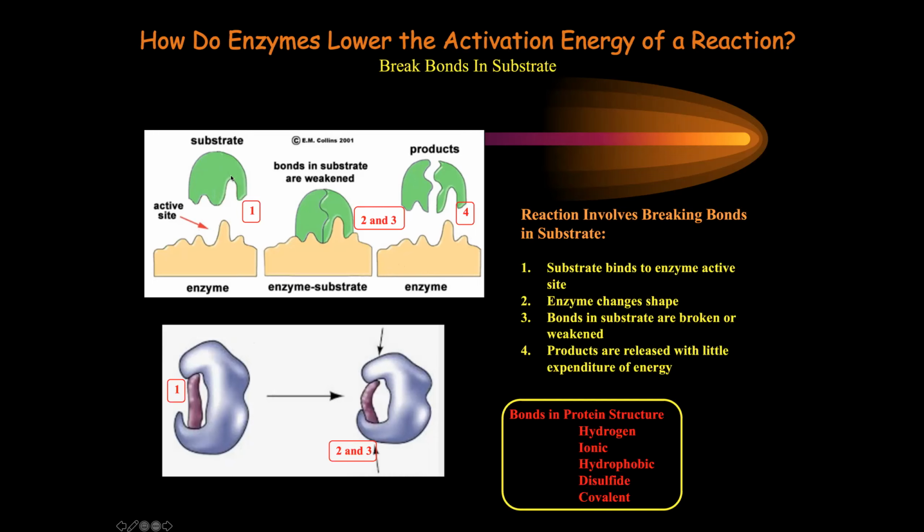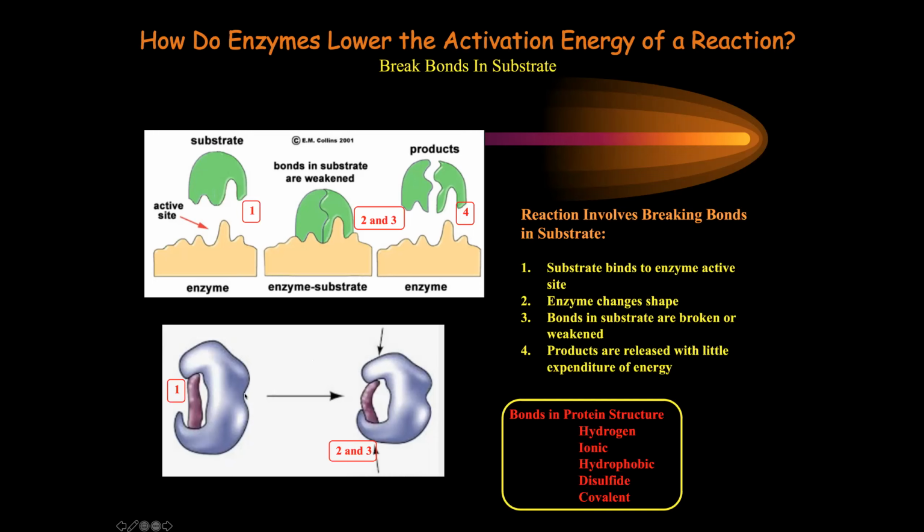So in this case, for example, this substrate might be sucrose. It's going to get broken into its two products, fructose and glucose. So when it binds to the enzyme, the enzyme changes shape. And I'll show you this more clearly later. When the enzyme changes shape, it weakens the bonds in the substrate, in the sucrose, so that when the enzyme releases, there are two products instead of one substrate.